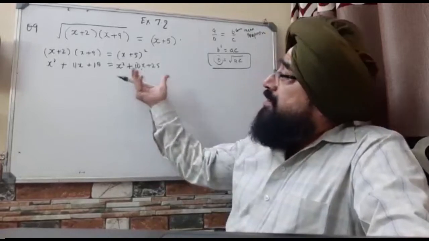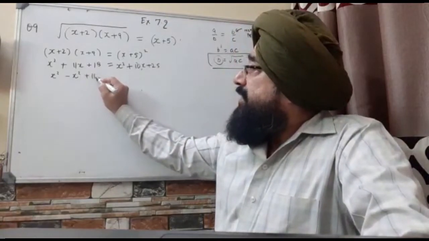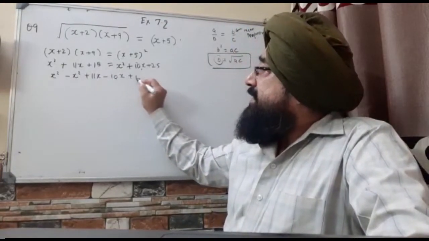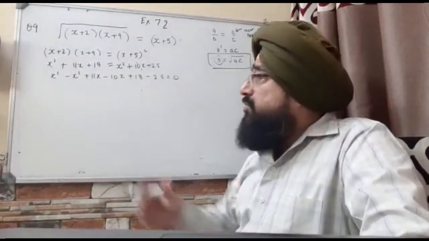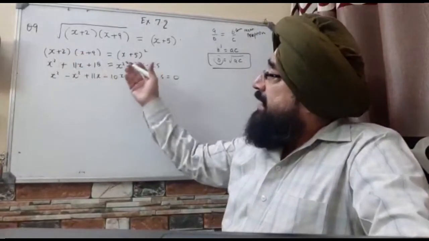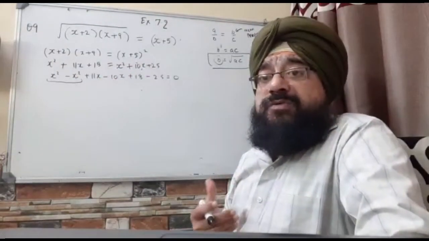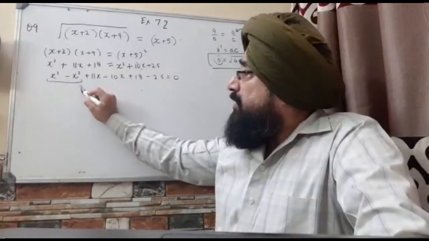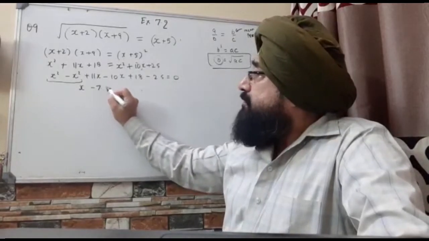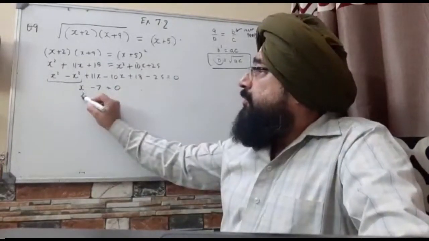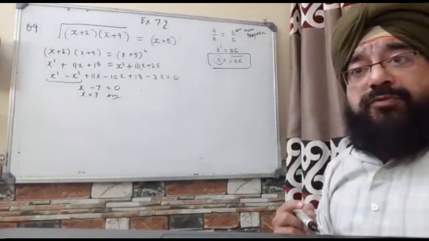Right? Bring all the terms on one side. x square minus x square plus 11x minus 10x plus 18 minus 25 is equal to 0, so that we can reach some sort of solution. Though it appeared to us like it is going to be a quadratic equation, because this x square gets cancelled with this x square, we reduce our trouble. That is 11x minus 10x is only x, and this 18 minus 25 is what? Minus 7 is equal to 0. So beautifully x comes out to be 7, your answer. Hope you understand this.